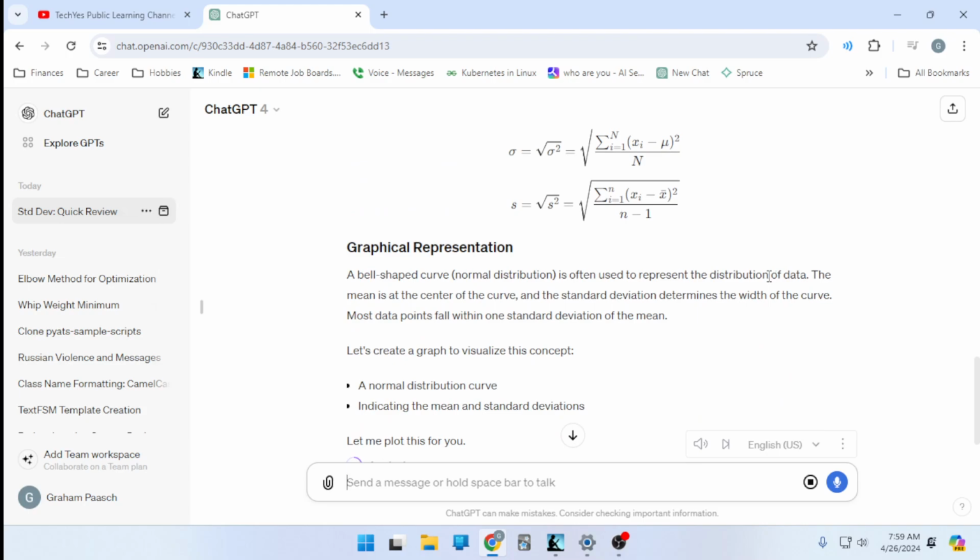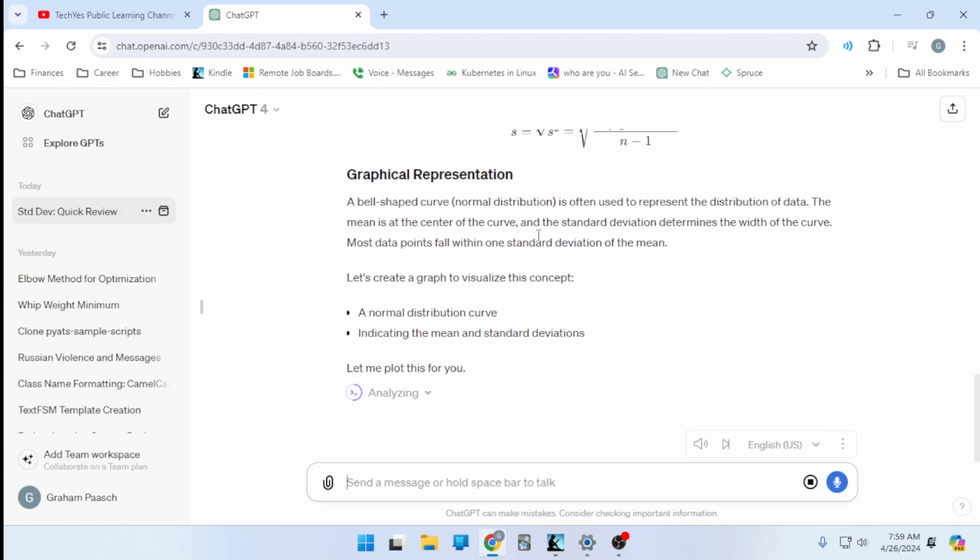distribution of data. The mean is at the center of the curve, and the standard deviation determines the width of the curve. Most data points fall within one standard deviation of the mean. Let's create a graph to visualize this concept, the normal distribution curve, indicating the mean and standard deviations. Let me plot this for you.